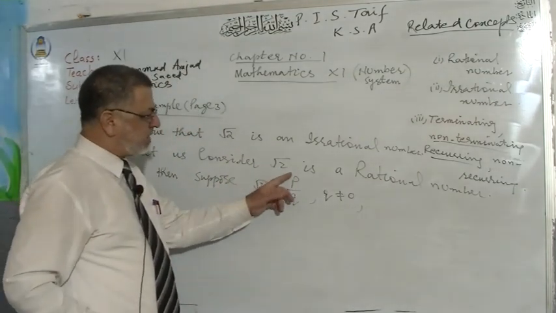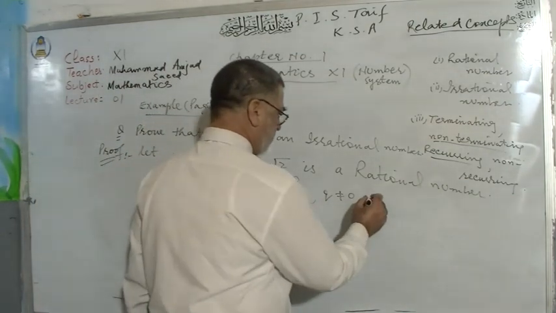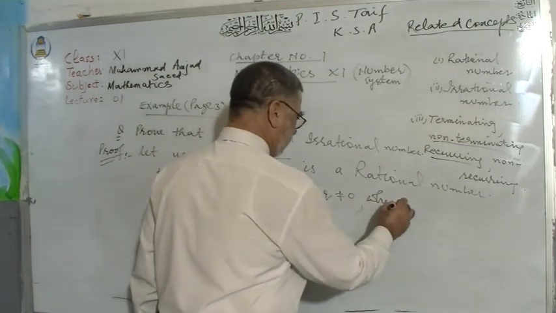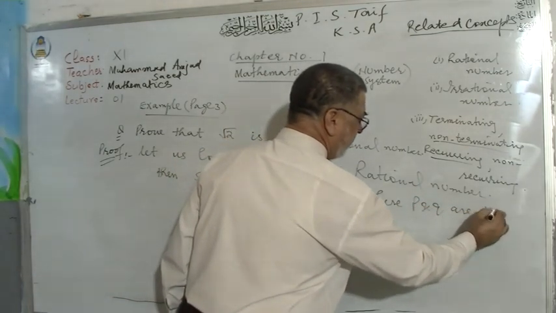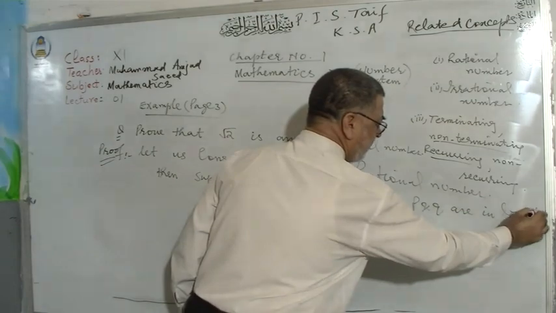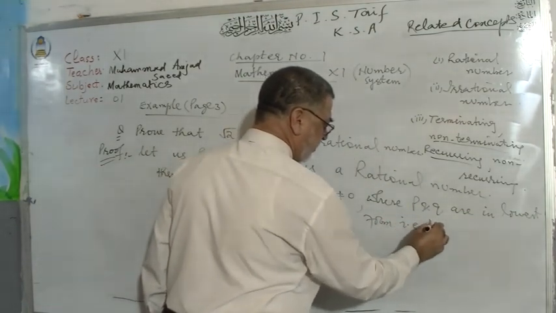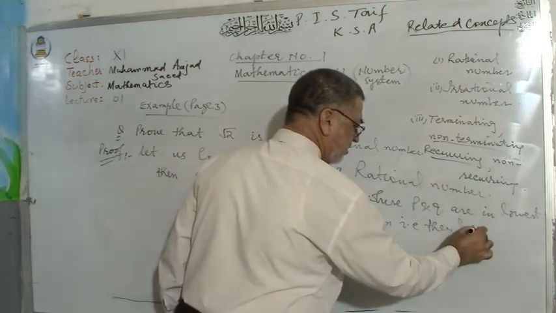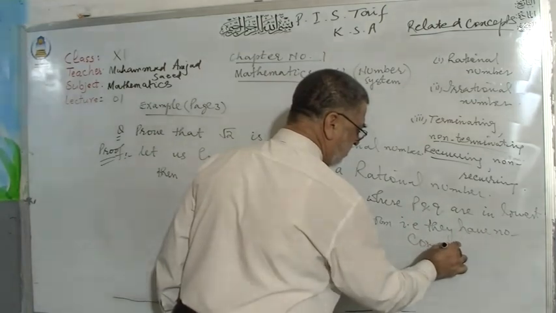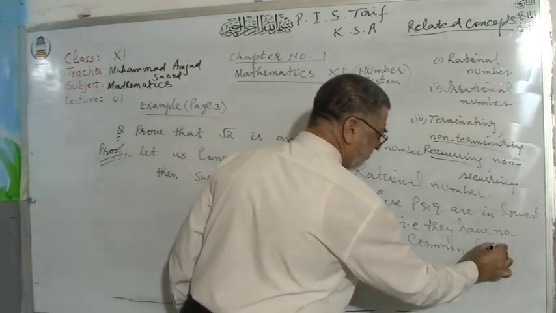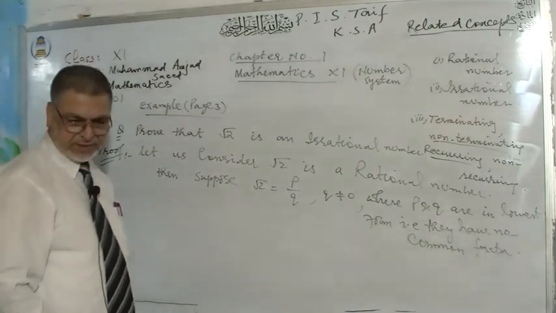Suppose square root of 2 is equal to p over q, q is not equal to 0, where p and q are in lowest form, that is, they have no common factor. They have no common factor.